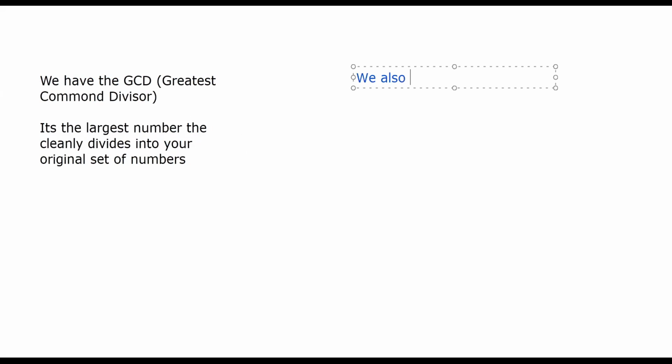We also have something called the least common multiple, or LCD. I'm sorry, LCM. Wow. These silly little abbreviations, you kind of start to forget them. They kind of move around in your head.